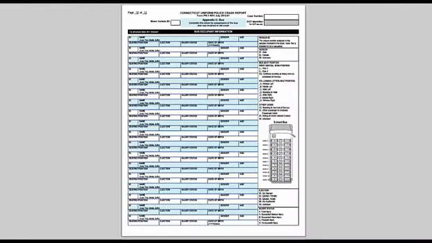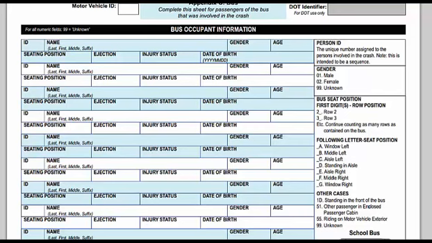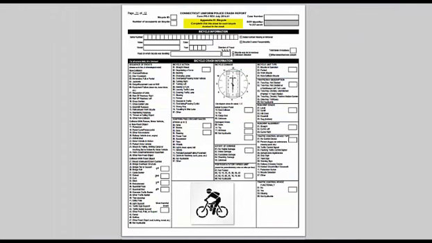Appendix C is used for buses. This form is used to document each occupant on the bus. Collect the name, gender, age, if you don't know the birth date, seating position, ejection status, injury status, and date of birth. Appendix D is the bicycle page. On this page, enter all the information relevant to the bicycle involved in the crash. The bicycle page is identical to the vehicle page, except the data elements have been tailored to a bicycle.